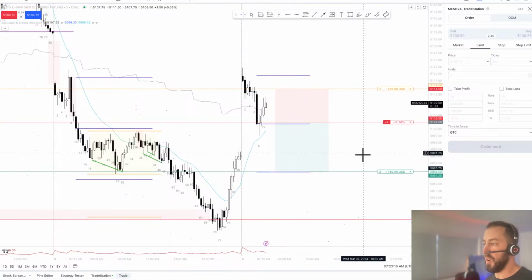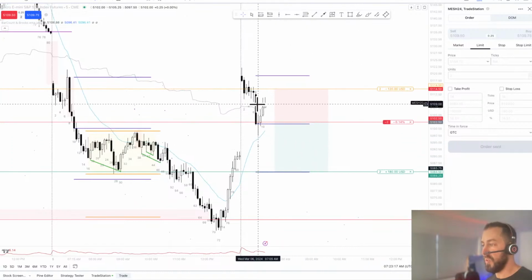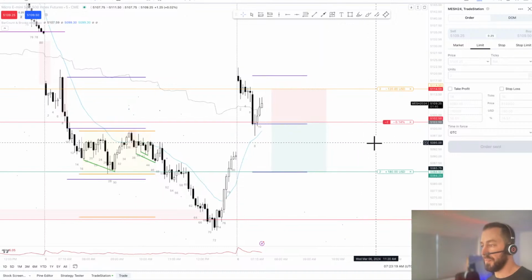Gabriel, you can see it. 12 points. 12 point stop. Right above this bear breakout.